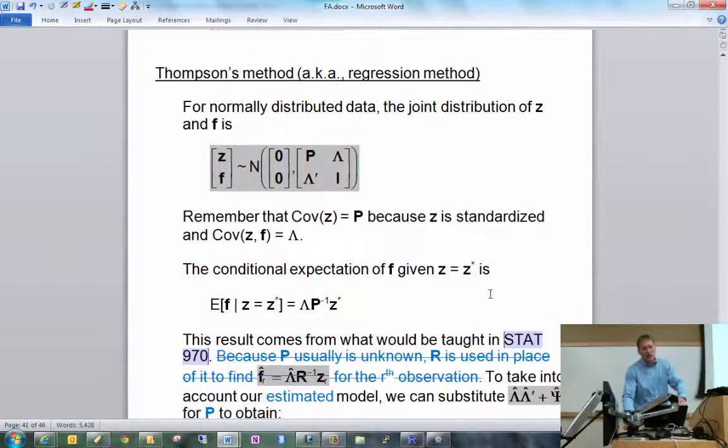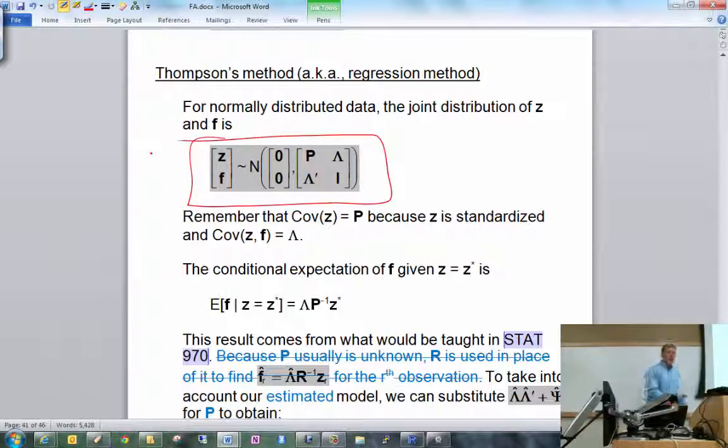The second method is called Thompson's method, also known as the regression method. If you take a Stat 970 class, you typically spend some time talking about, suppose your response variable y and your independent variables x are all random variables. How do you find the parameter estimates for your regression model if both the y's and the x's are random variables? What ends up happening is that your parameter estimates end up being exactly the same as if you were to assume the x's are constant, which is usually the case that one begins with, like in a Stat 801 class.